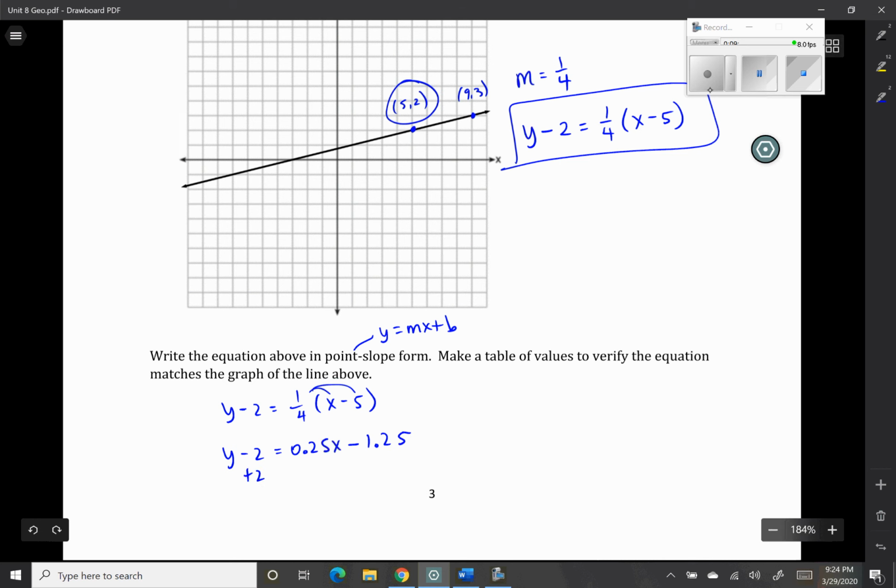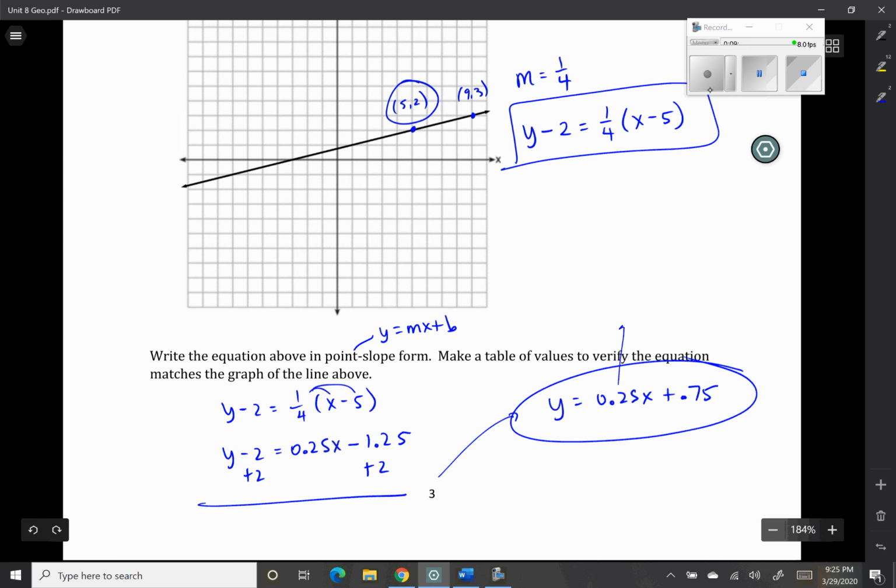If I then add 2 to both sides, I get a final equation here of y equals 0.25x plus 0.75. I have the same slope, 1/4. And the y-intercept is 0.75, somewhere between 0 and 1. So we're identifying the y-intercept here without having to do a lot of geometry. We're actually doing more algebra here.